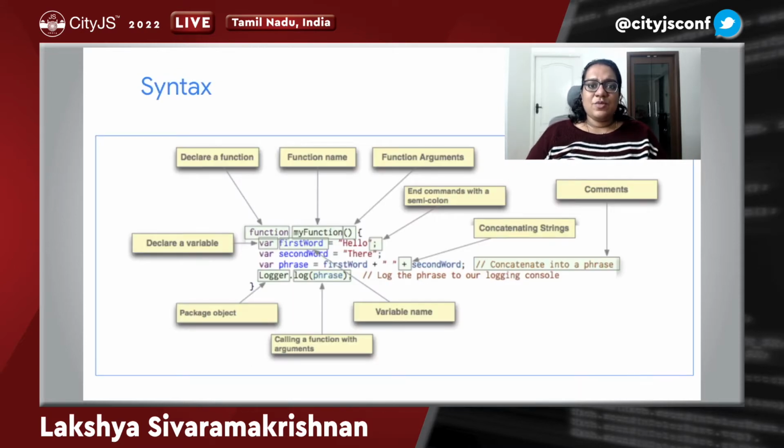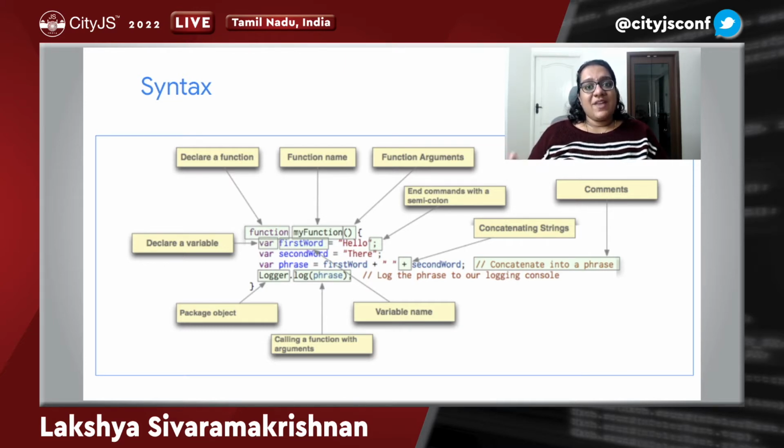Let me take you quickly through a brief syntax of a JavaScript function. So we use the keyword function to basically declare a function. We suffix the declaration of a function with a function name, which in this case is my function. And within the brackets, we give various function arguments. In this case, there are no function arguments.